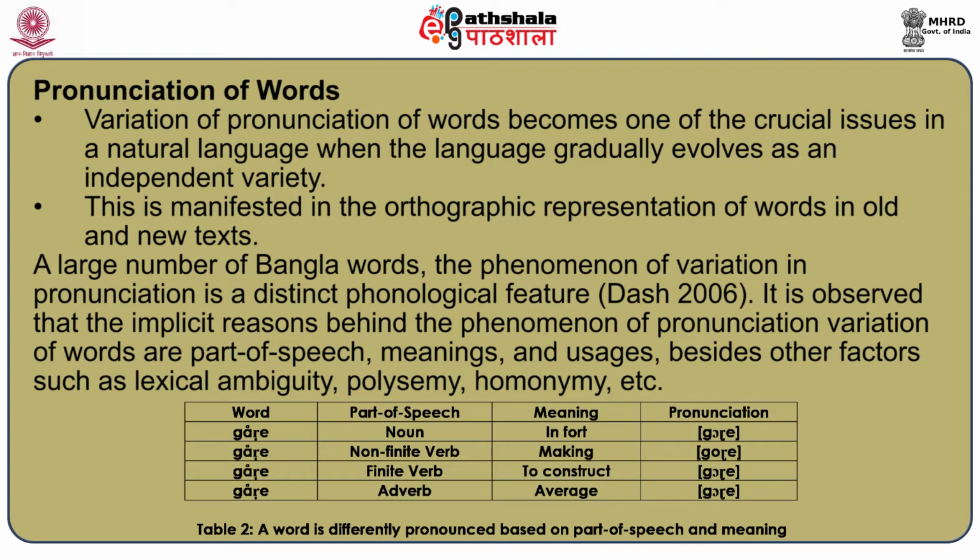They show pronunciation variations. It is observed that the implicit reasons behind the phenomenon of pronunciation variation of words are parts of speech, meanings, usages, besides other factors such as lexical ambiguity, polysemy, homonymy, etc. Therefore, keeping these factors in view, it is possible to show how a word is differently pronounced based on parts of speech and meaning, as the following example shows.